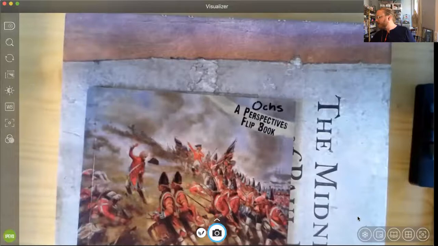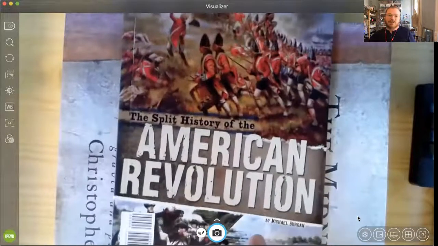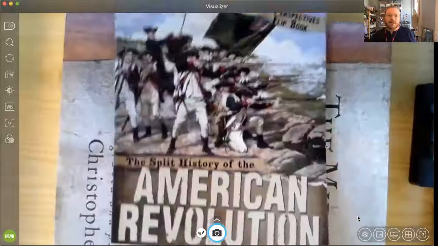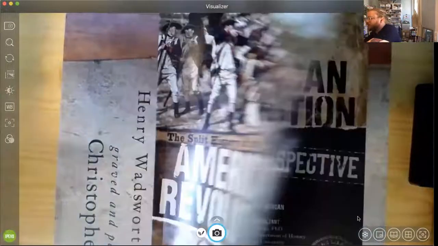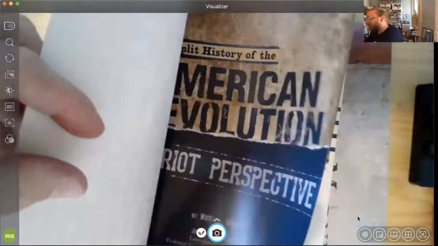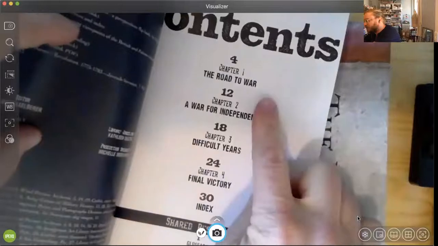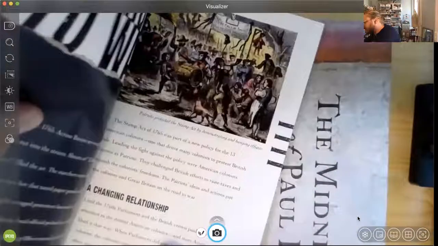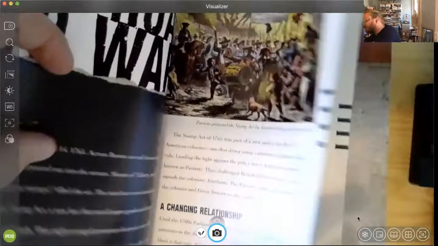Oh, a flip perspective book. I like these. It tells the story of the revolution from maybe the British side and also from the colonist side. So it'll almost be like two books in one. Let's see if we can find some predictable subtopics. Okay, the road to war. That sounds like it's the causes of it. Maybe we can see what some of the causes were.